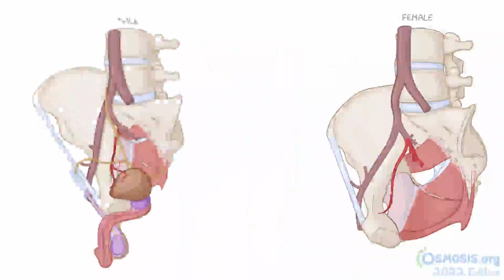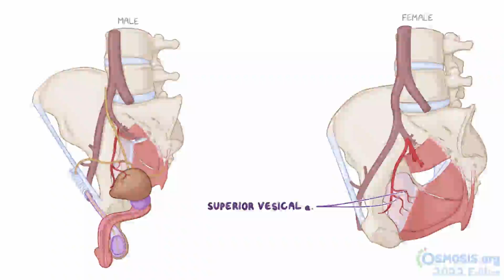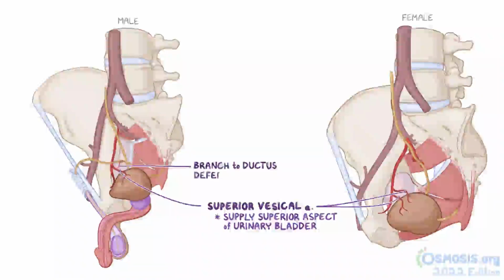Okay, now each umbilical artery gives multiple superior vesical artery branches proximal to the medial umbilical folds in adults. The superior vesical arteries supply the superior aspect of the urinary bladder. In males, the superior vesical arteries may also give a branch to the ductus deferens or vas deferens, which facilitates the transport of sperm from the scrotum.